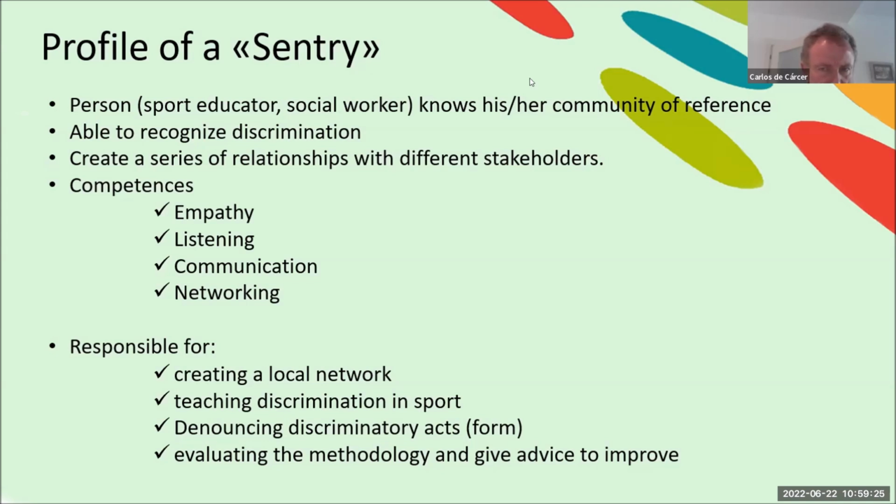Create a series of relationships with different stakeholders, develop competences like empathy, listening, communication, and networking. Empathy and listening, especially when dealing with the target group, with the victims of discrimination. And finally, we expect, or it would be ideal, that after using the toolkit, people and organizations will be able to create a local network teaching about discrimination in sport, denouncing discrimination acts, or evaluating the methodology and giving advice to improve.